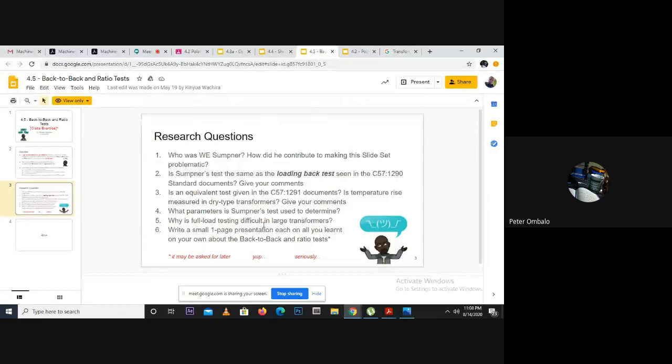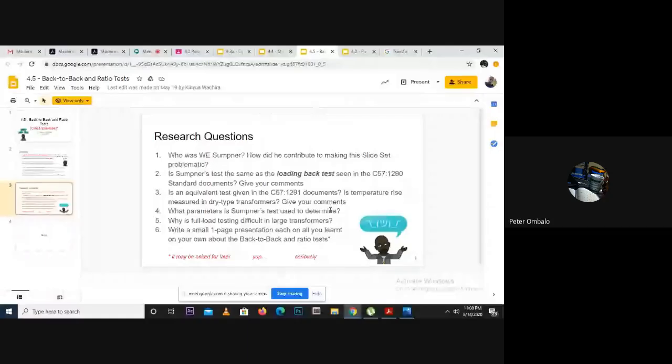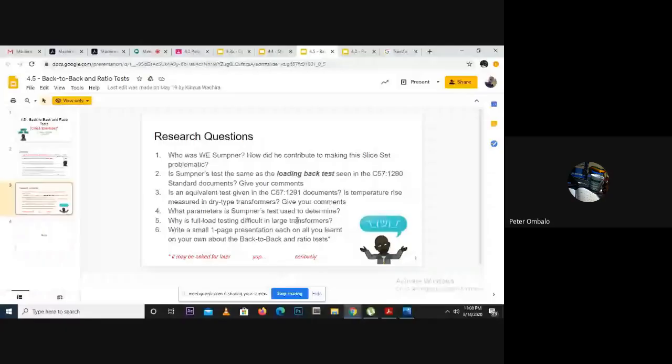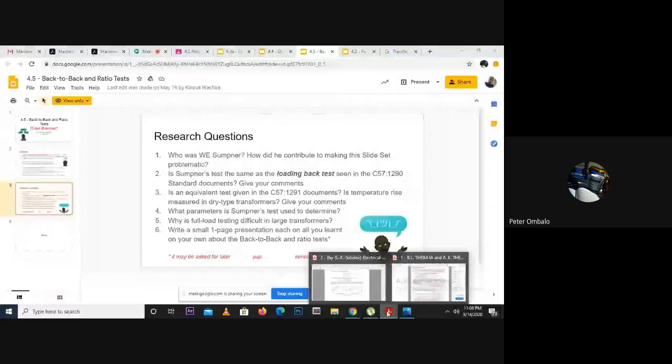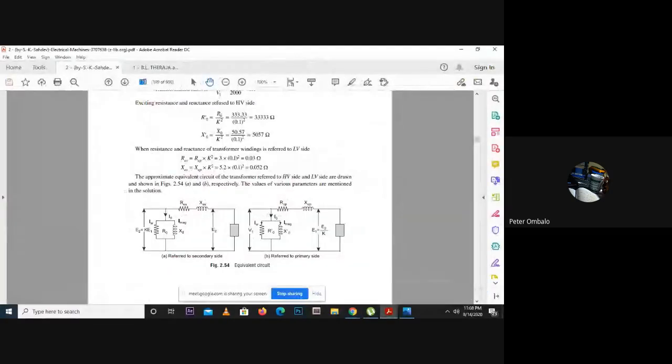So question 4 and question 5 are relevant. I guess these are questions that he can choose to ask in exams. So we will go through these two questions: what the test is used to determine, and why full load testing is difficult in large transformers. And I figured those are directly picked up from this book, SADEV.